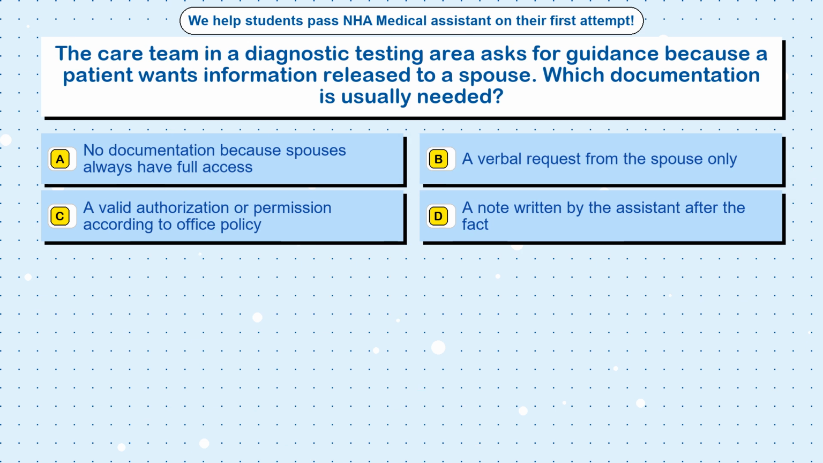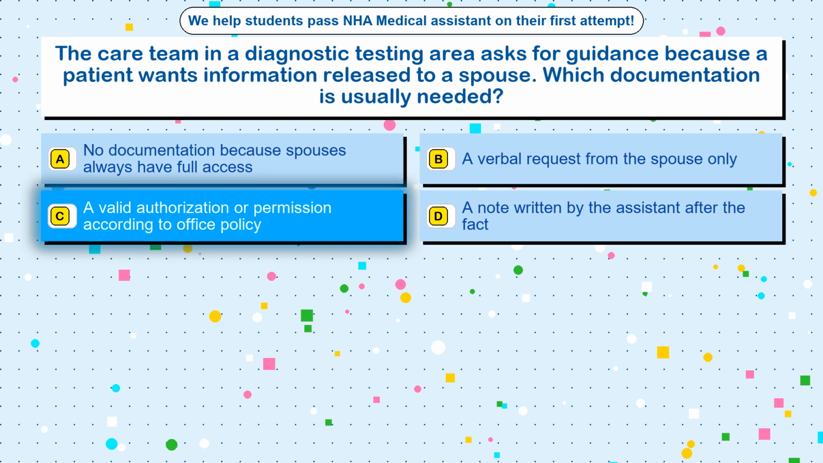Question 73. The care team in a diagnostic testing area asks for guidance because a patient wants information released to a spouse. Which documentation is usually needed? Option A. No documentation because spouses always have full access. Option B. A verbal request from the spouse only. Option C. A valid authorization or permission according to office policy. Option D. A note written by the assistant after the fact.